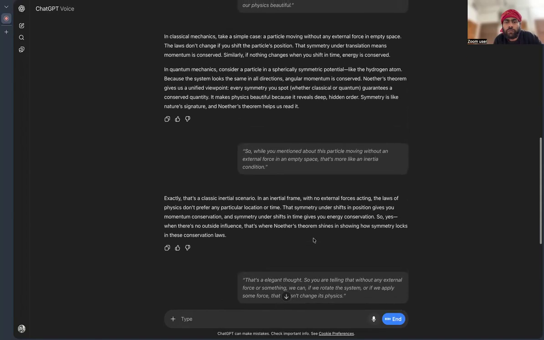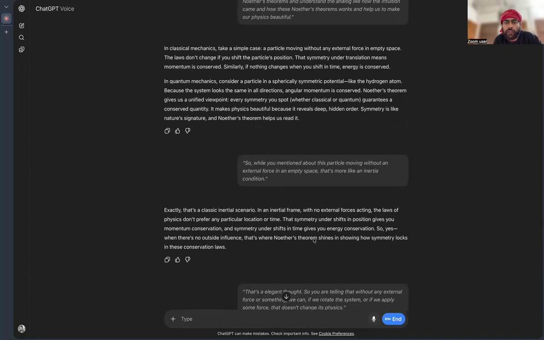So, what about this quantum mechanics example you gave, a particle in a spherically symmetric potential, that is the hydrogen atom? So, if we are not applying any external field or interaction with the hydrogen atom, the hydrogen atom is happy with its own Coulomb potential and all those quantum numbers and the spherically symmetric potential.